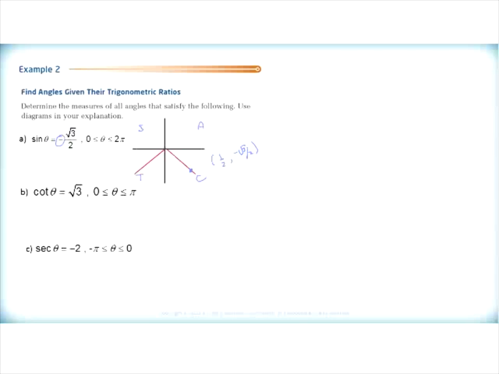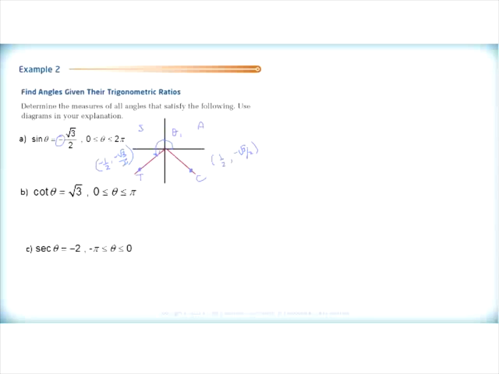So in this quadrant, if we have a point with sine being negative root 3 over 2, cosine being a half, the same is true over in this quadrant. I have a point on the terminal arm where sine is also negative root 3 over 2, but in this case, cosine is negative 1/2. But in both quadrants, you see that sine is negative root 3 over 2. So there's two answers to this question.